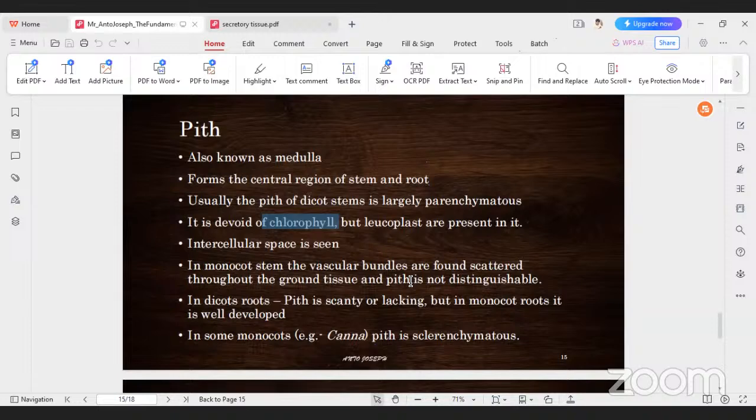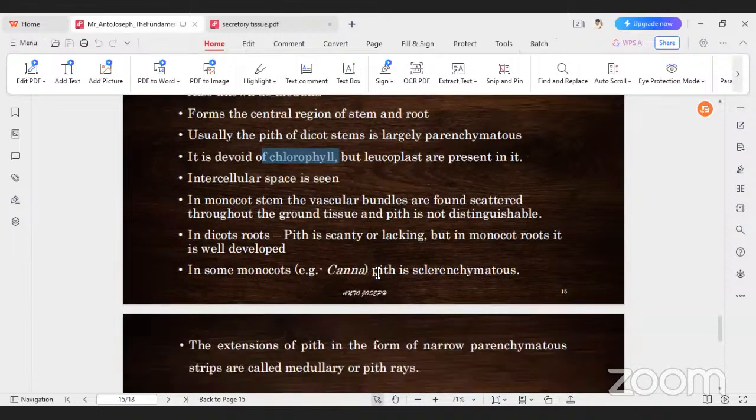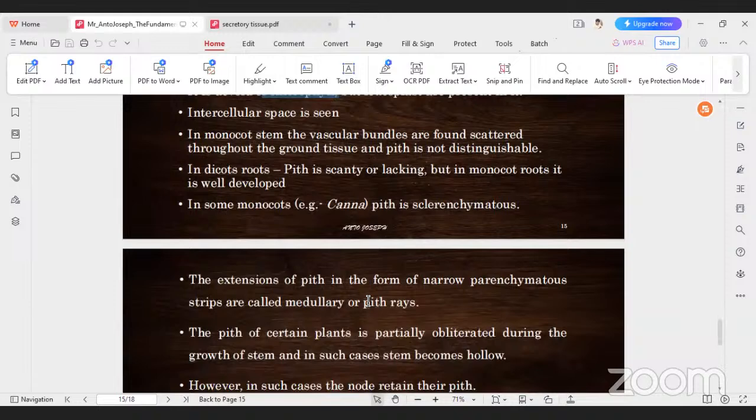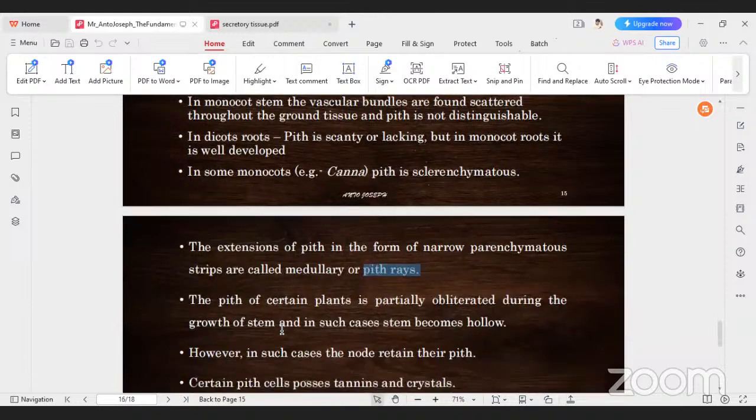In dicot root, pith is scanty or lacking, but in monocot root it is well developed. In dicot root it is very small, in monocot well developed. Actually it is parenchymatous, but in some monocots this medulla is made up of sclerenchyma. From the medulla, medullary rays are arranged, also called pith rays.